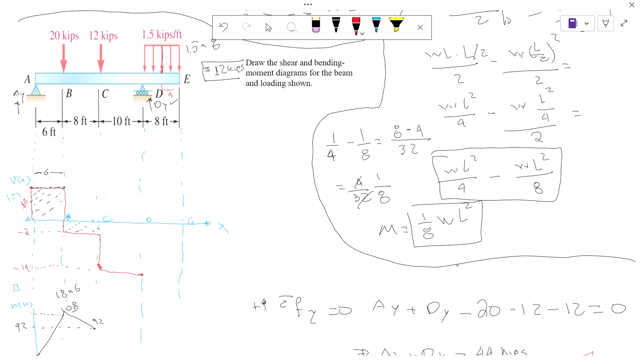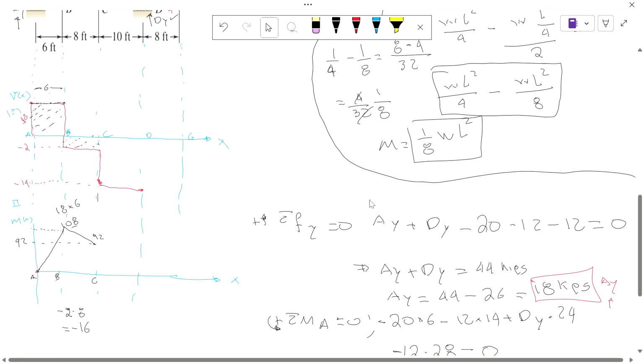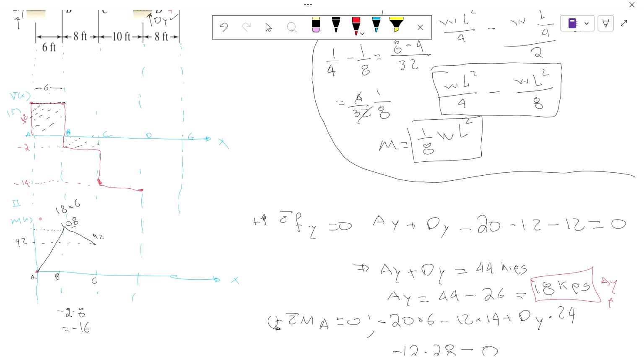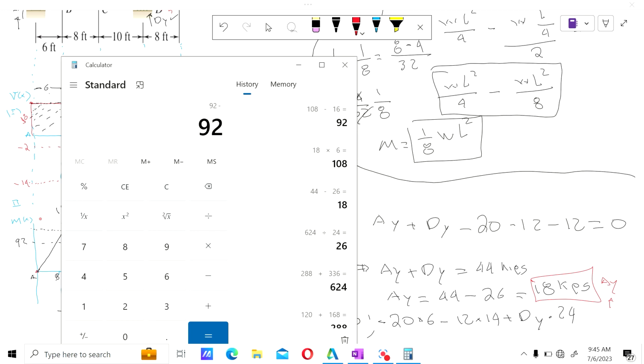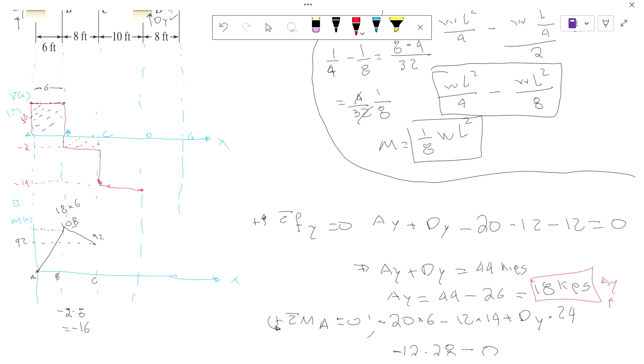And at D, we went up, what is D again? D was 26. So -14 plus 26. Sorry, -14 plus 26. Well, 26 minus 14 is 12. So -14 plus 26 is going to go up to +12.